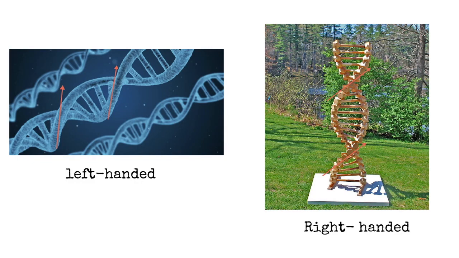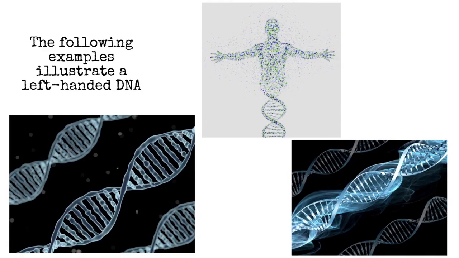DNA can either be right-handed or left-handed. To identify which one it is, look at the backbone of the DNA. If it's going up to the right, then it's right-handed. If it's going up to the left, then it's left-handed. Keep in mind that the normal form of DNA is a right-handed helix. Some examples are shown on the screen.